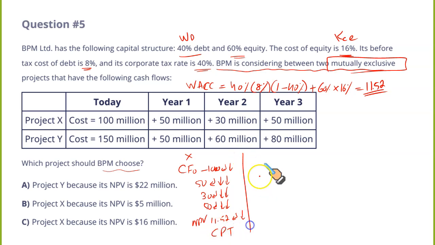Do the same for Project Y. Cash flow at year 0, outflow 150, enter, down arrow key. Then you have 50, enter, down arrow key twice, because it's a single amount, frequency is 1. Then 60, enter, down arrow key twice, and 80, enter, down arrow key twice. Do the same thing, NPV 11.52, enter, down arrow key and CPT. And that's how you do it.